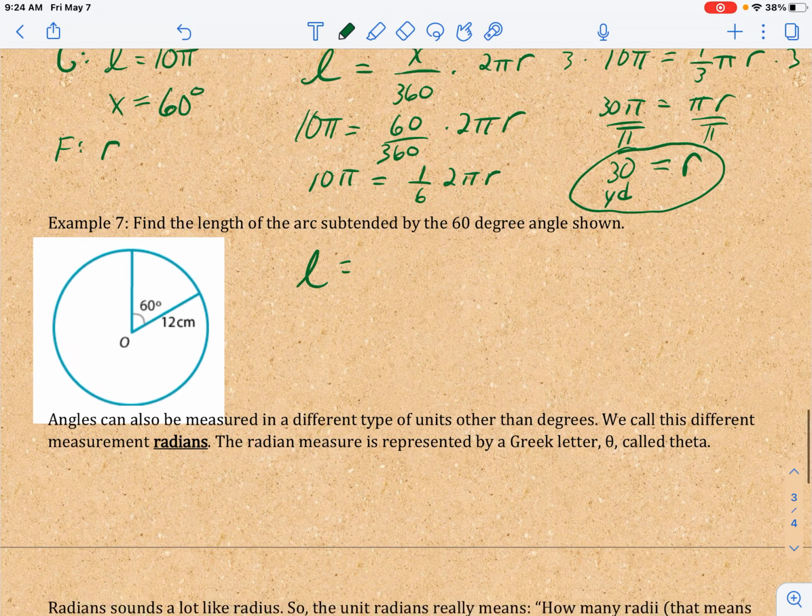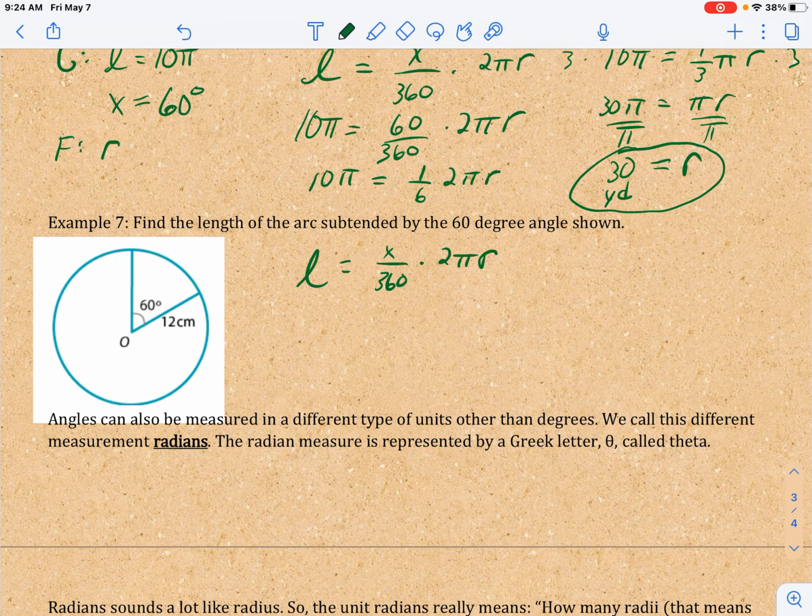L equals x over 360 times 2 pi r, right? So we're trying to find the length of this arc in linear units. Okay, so not in degrees, right? We know how to do it in degrees. It's just a measure of the central angle. So the arc is 60 degrees, but we want to figure it out in linear units.